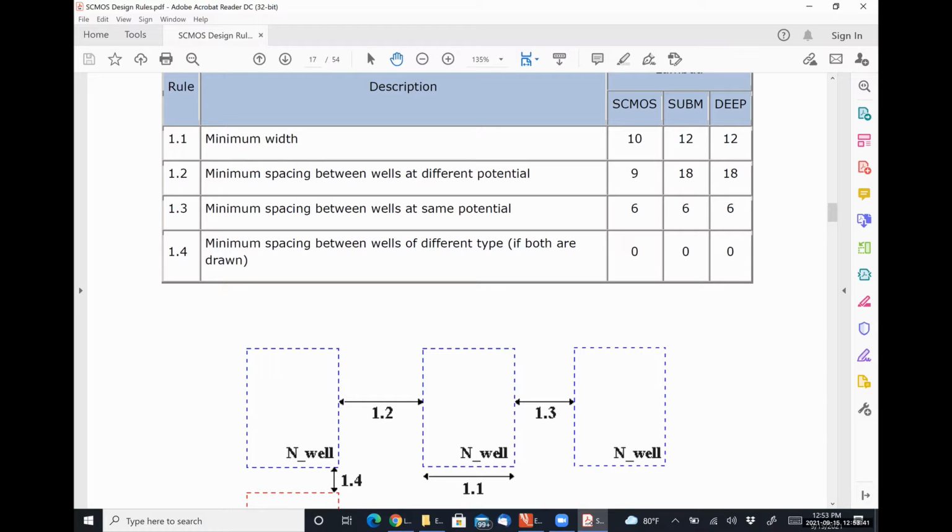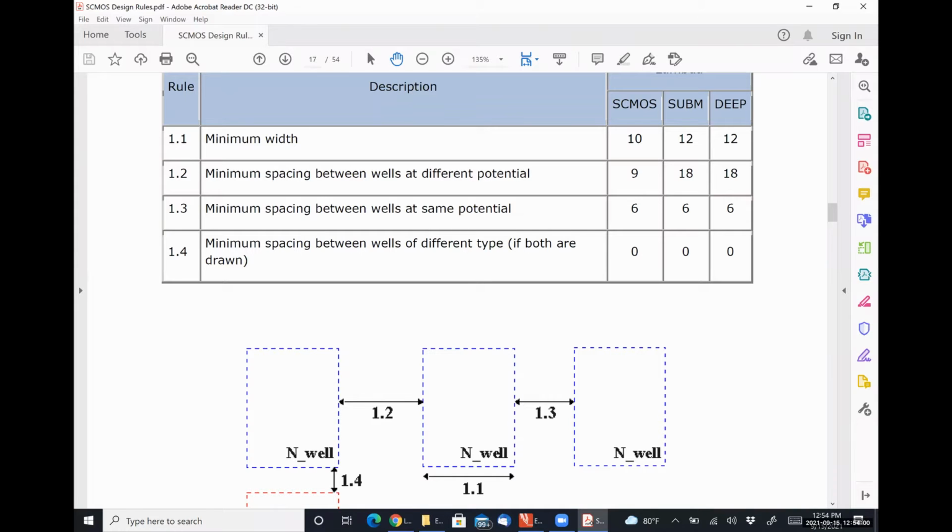Why is that? Thoughts? So will the transistor ever turn on if both of those N-type regions are at the same potential? Never. No. So that's why we can move them so much closer to each other.